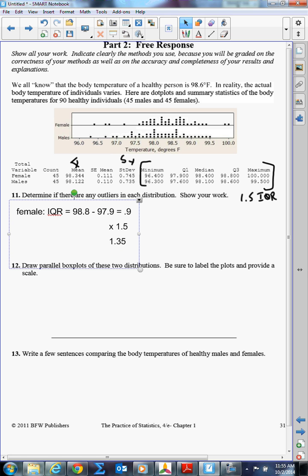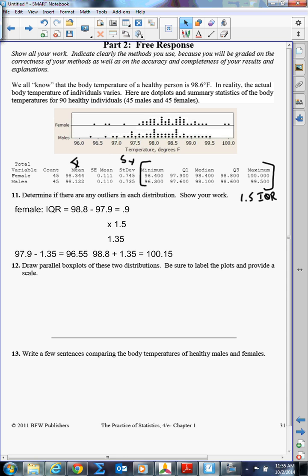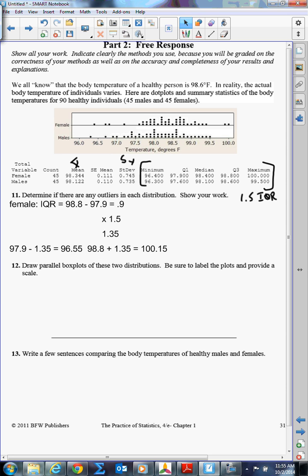So I'm going to subtract that from Q1 to get the low end. Gives me 96.55. And I'm going to add that to Q3 to get the high end. And I get 100.15. So these are the values that I'm using for females. And let's go ahead and check it and see if we have any outliers.